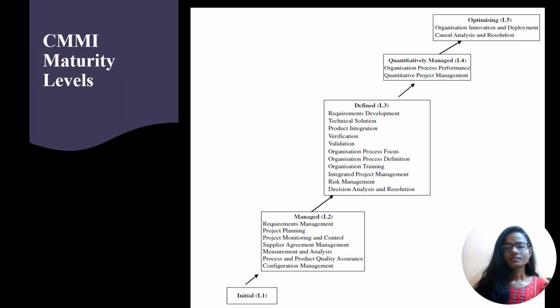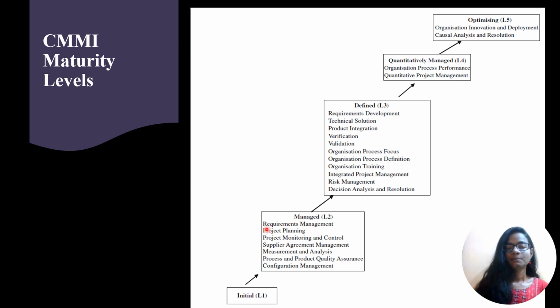Now let us see what the maturity levels available are. We can see in this picture, the first level is initial, denoted as L1. The second level is managed, the third is defined, the fourth is quantitatively managed, then optimizing. These are the process areas according to each level. In one level there are some key process areas which have to be satisfied in that particular level. Like in this managed level, we have many key process areas. Those key process areas will be represented as KPA.